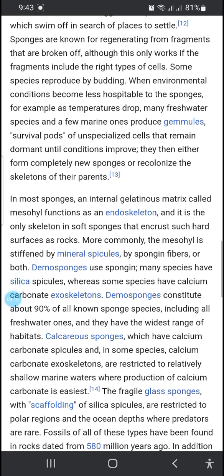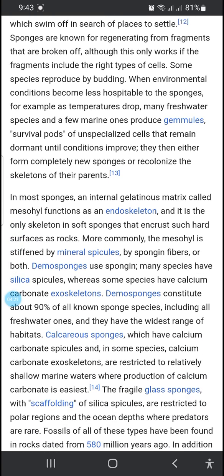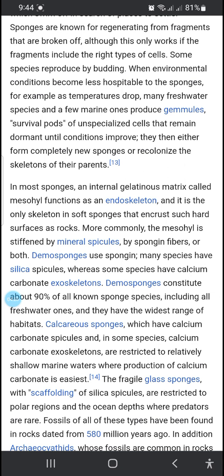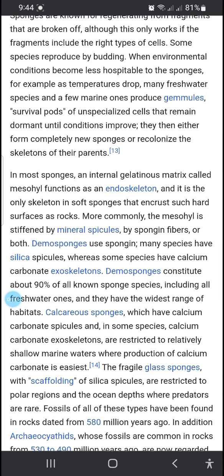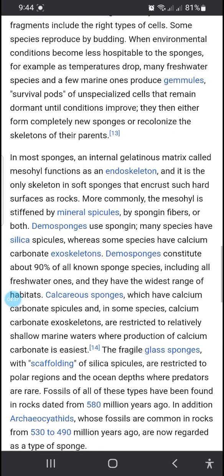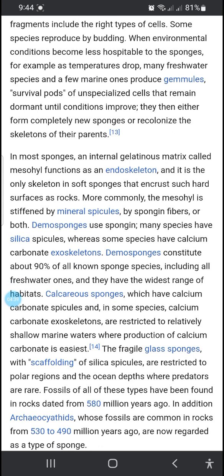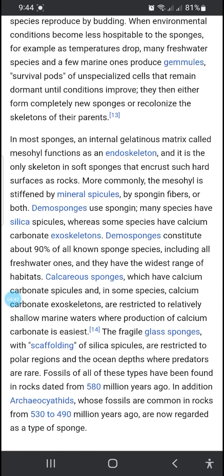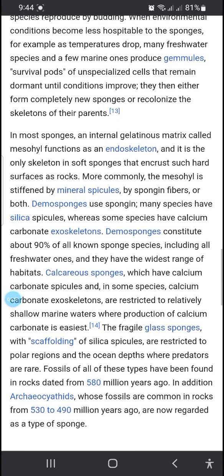In most sponges, an internal gelatinous matrix called mesohyl functions as an endoskeleton, and it is the only skeleton in soft sponges that encrust such hard surfaces as rocks. More commonly, the mesohyl is stiffened by mineral spicules, by spongin fibers, or both. Demosponges use spongin. Many species have silica spicules, whereas some species have calcium carbonate exoskeletons.